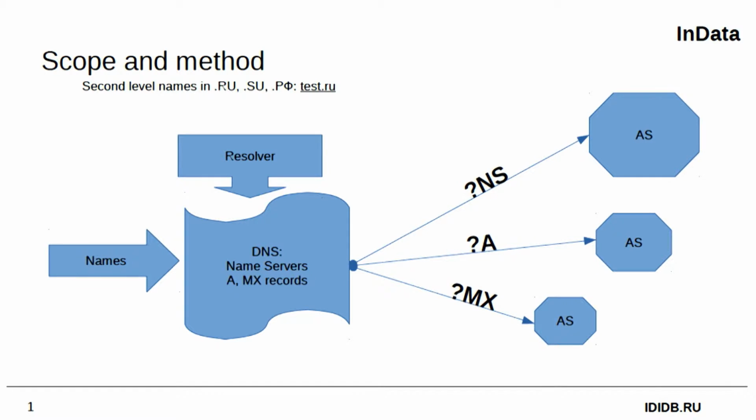Some time ago, we published research of the services available at RUnet, and now we have this new project where we study how DNS projects IP addresses to the autonomous systems. It will become clearer as I proceed with the presentation. It is also a service in a way. Anyway, I will first describe the scope of our research.